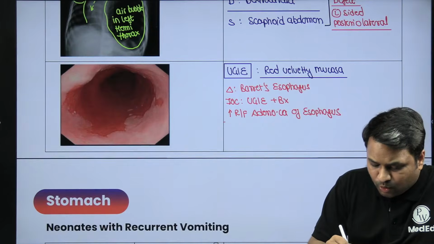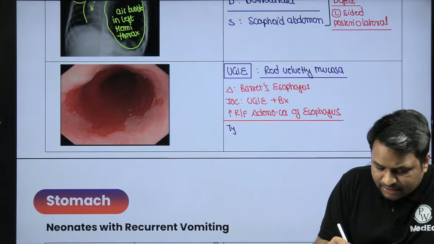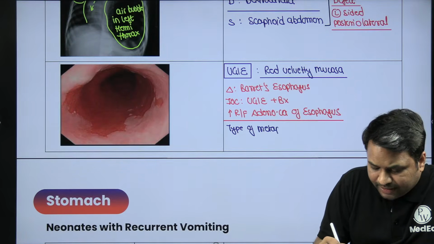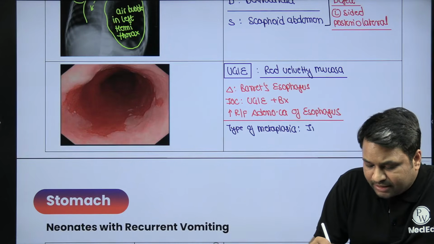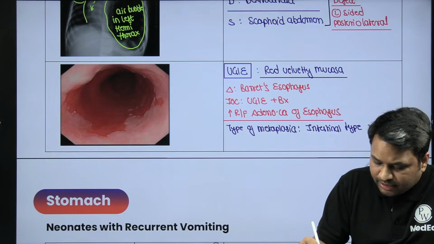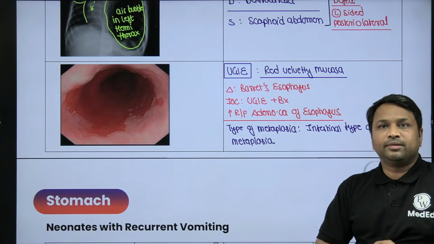Now, in Barrett's, what type of metaplasia will you see? Remember the type of metaplasia. The type of metaplasia that you will see in Barrett's is going to be intestinal type of metaplasia.